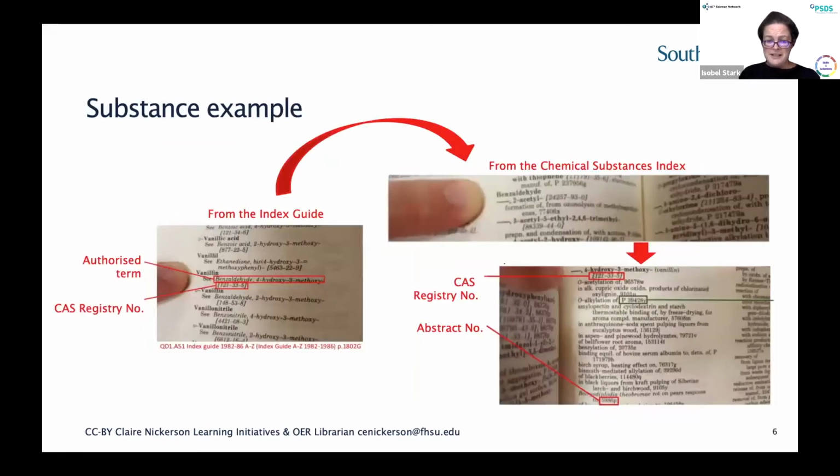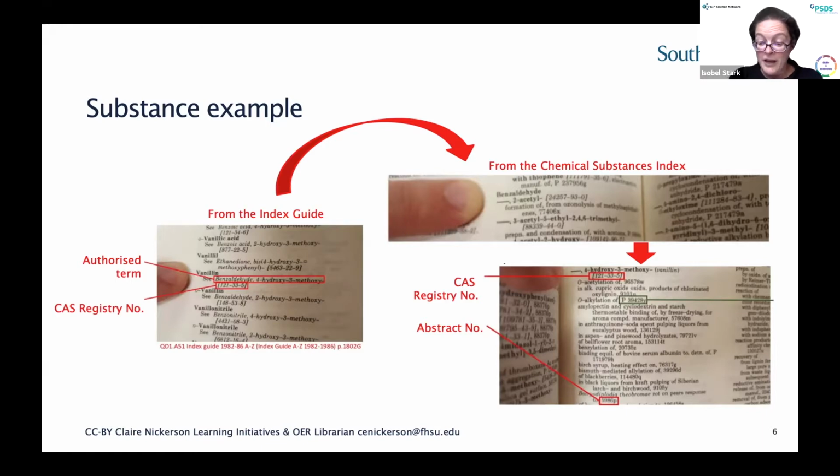So this is an example of what you would do. If you were looking for vanillin, you'd look it up in the index guide. It would tell you that actually you want, sorry, I can't read, my eyesight is getting too bad. You want that particular chemical, so you look that up in the chemical substances. You have to go down until you find 4-hydroxy, 3-methoxy, and double check that you've got the right CAS registry number.